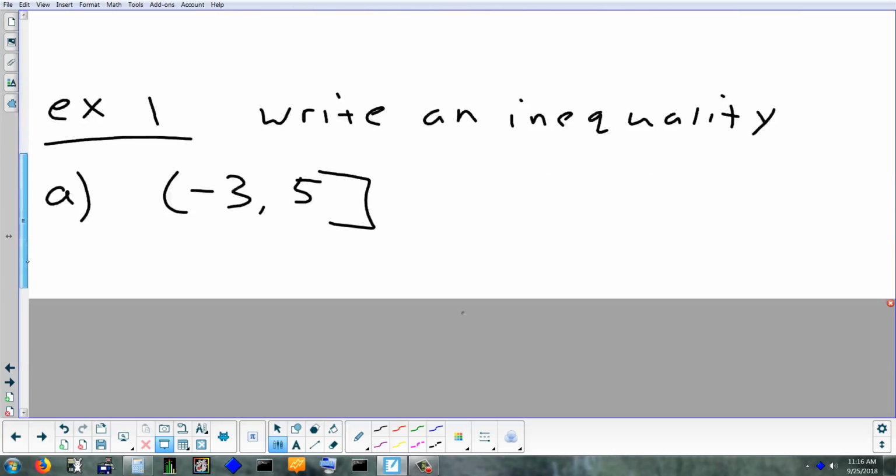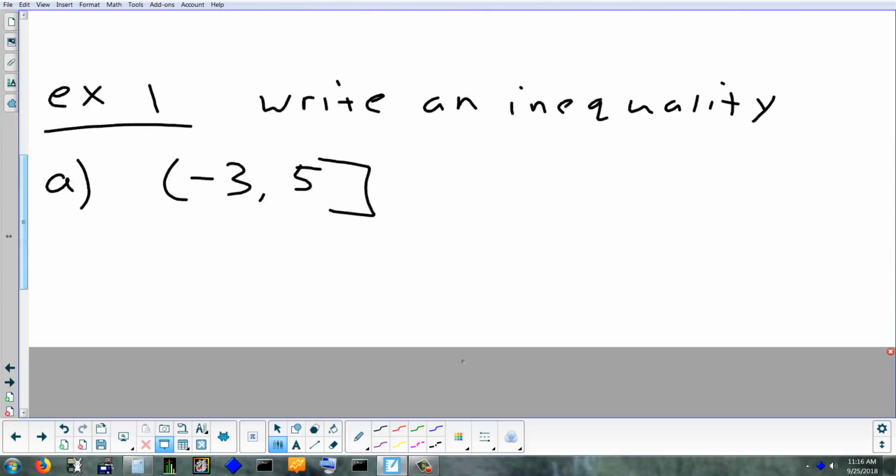Right, so let's try to write an inequality for that. So the way I'd like to do it is to put the x in the middle, if this is the kind of problem that applies to.